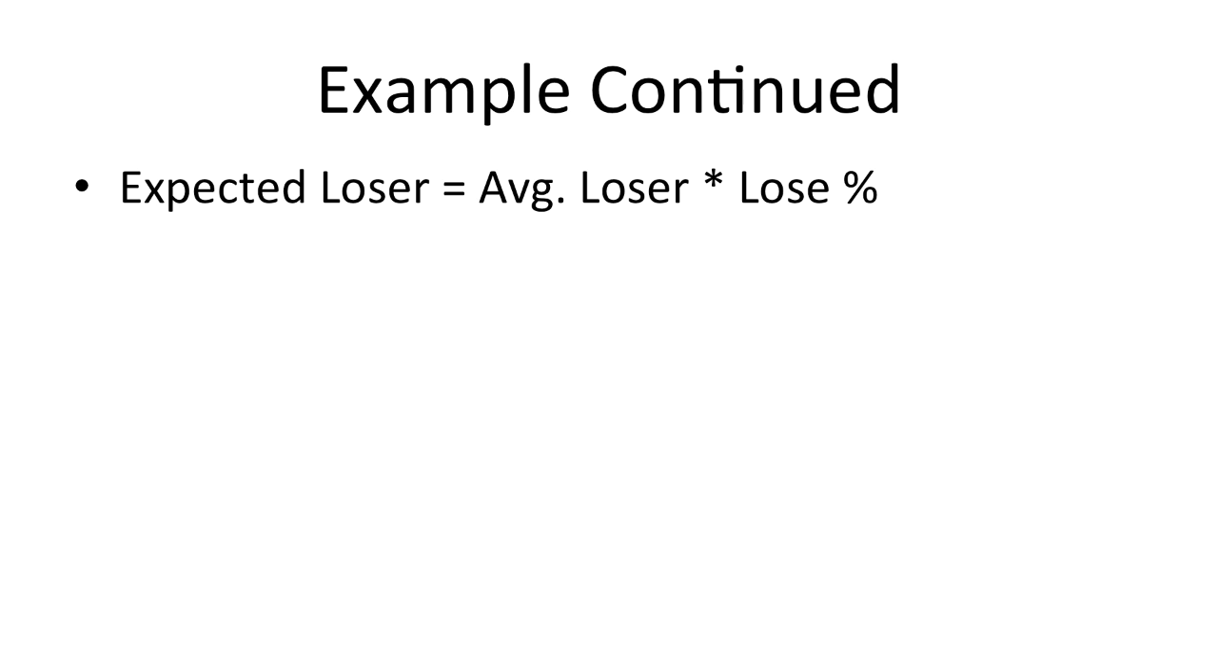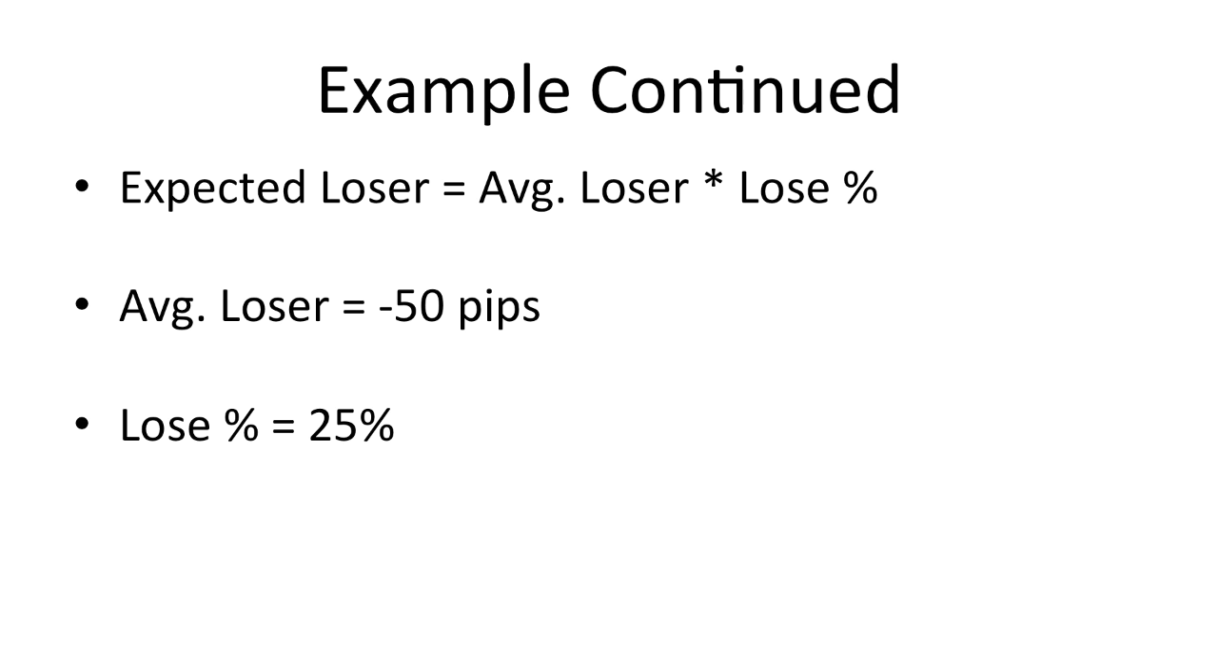So what about moving on? The expected loser, we need that side. So what is that? It's average loser, multiplied by the lose percentage, as we talked about earlier in the slides. Average loser, let's say it's negative 50 pips. I just put the negative in there to keep it consistent, remembering that this is the negative side of your trading, right? And let's say your lose percentage is 25%. 75% out of 100, what's left over? 75% was your winning percentage, so you have 25% as your losing percentage, and that would be 0.25. Minus 50 pips times 0.25 is negative 12.5 pips.